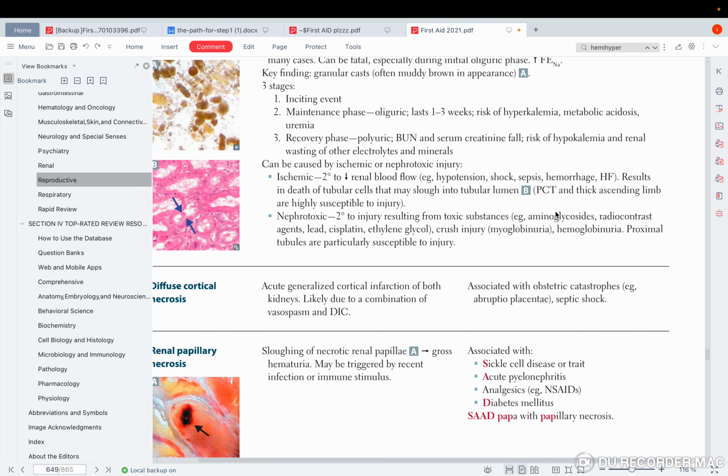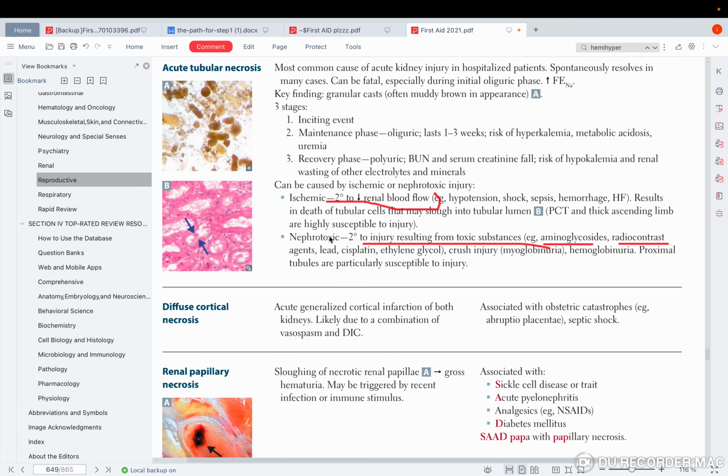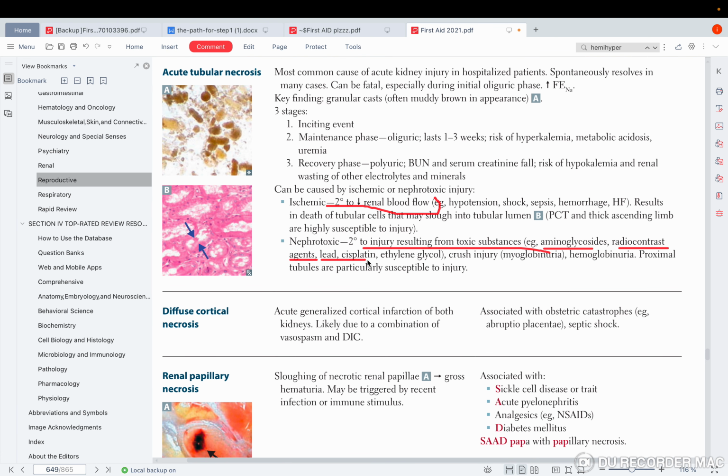They are writing about ischemia secondary to renal blood flow. Oh, no, we saw that. Now nephrotoxin, injury resulting from toxic substances like aminoglycoside, radio contrast agent, lead, and cisplatin. Well, cisplatin is a chemotherapeutic agent that can lead to dysfunction of the kidney. Well, ethylene glycol. Can someone remind me about ethylene glycol? Where is it found in? The antifreeze. Excellent. And mostly children and alcoholics like it.